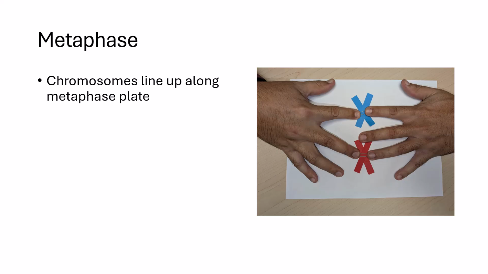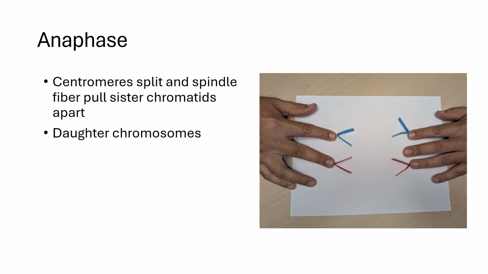In metaphase, chromosomes line up along the metaphase plate. The centromeres are all aligned at the cell's equator, preparing for separation. In anaphase, the centromeres split and spindle fibers pull sister chromatids apart. Each chromatid is now considered a daughter chromosome.